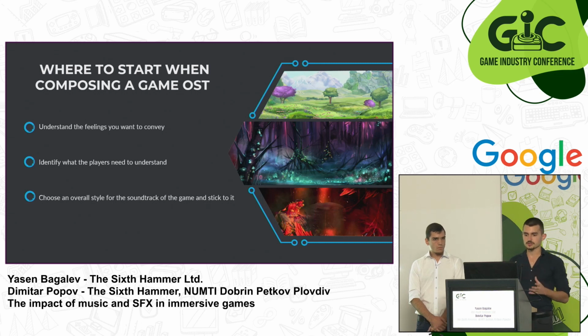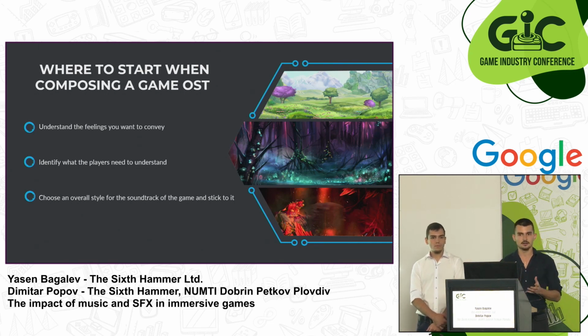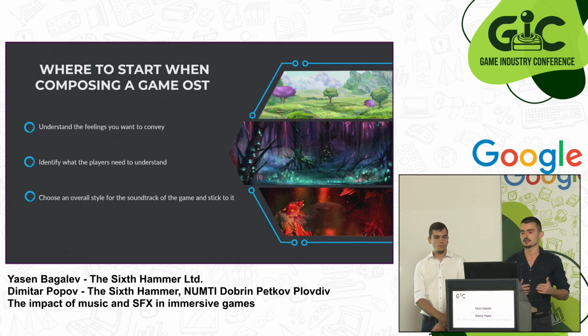So, where to start when composing music for a game? Well, first, for a particular scene, you need to understand what feeling you want to convey. Do you want the players to feel fear or anxiety? Should they feel overpowered or adventurous? Then you need to identify, is there any talking in the scene? Are there any special objects producing sounds? If there are, you need to leave those frequencies clear for the player so they can hear those things.